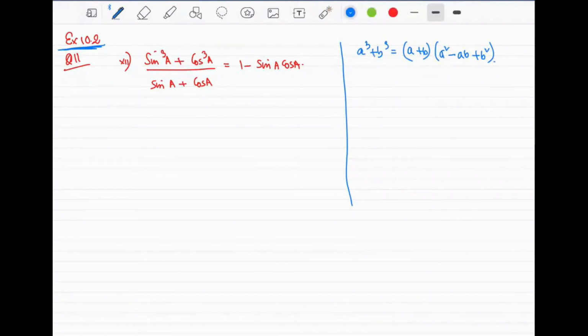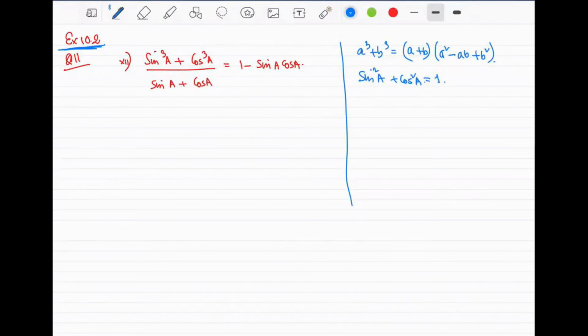Another formula we are going to use is a very simple and basic one. Sine square theta plus cos square theta is equal to 1. I can replace the theta with a, because we are using a here. So sine square a plus cos square a is equal to 1. We're just going to use these two formulas. That's it. It will take about 2-3 steps.